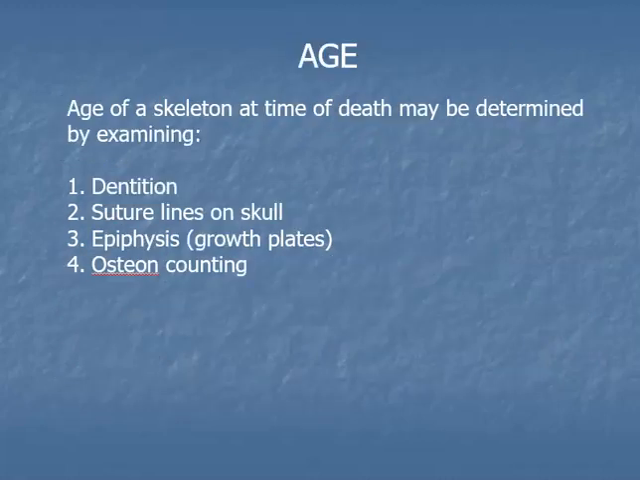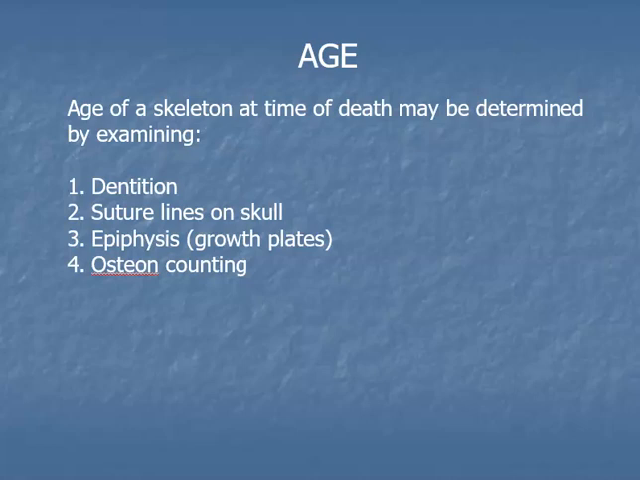Age of a skeleton at the time of death may be determined by examining, number one, the dentition, the teeth. Your teeth erupt at different stages of your life, and examining the eruption of the wisdom teeth, for instance, will help establish what age you are. Also, the wear and tear of the teeth. The teeth are also a good method by which you can positively identify the individual if this individual has been to a dentist, and you can identify a dentist that may have worked on the individual if there's dental work.